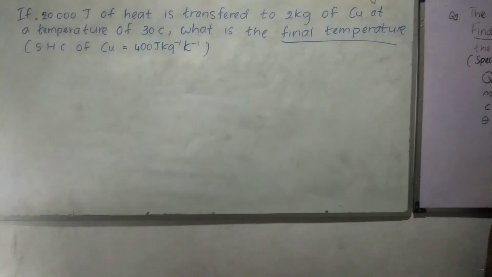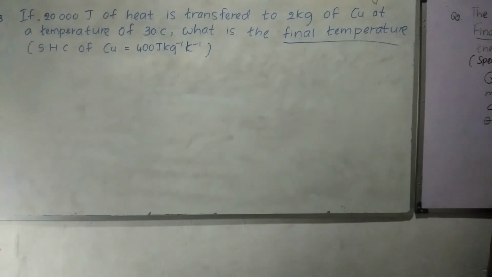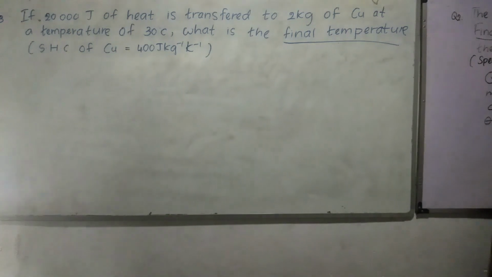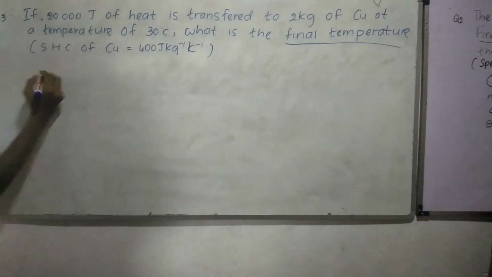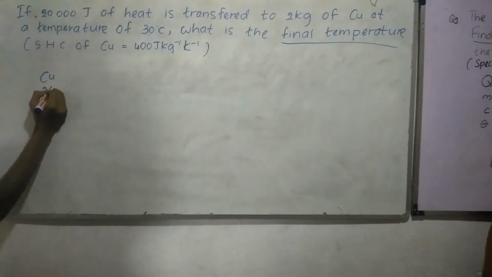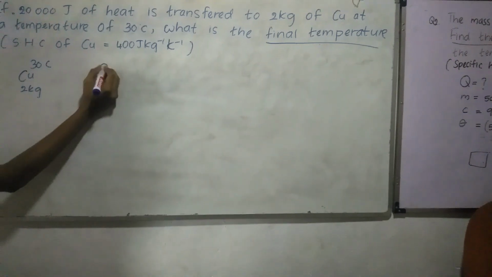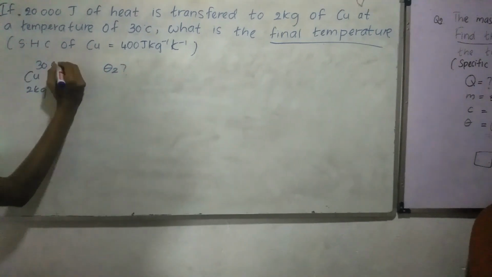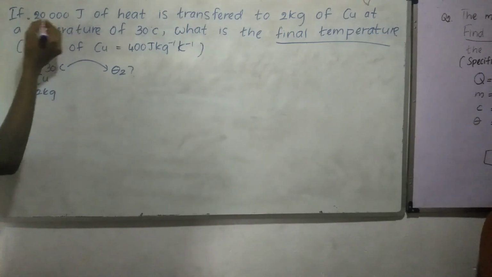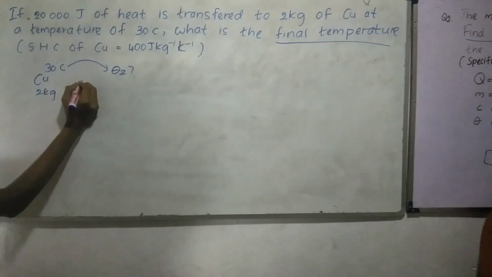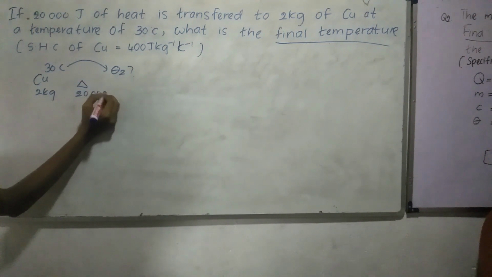Third question. If 20,000 joules of heat is transferred to 2 kilograms of copper at a temperature of 30 degrees Celsius, what is the final temperature? There is 2 kilograms of copper. Initial temperature is 30 degrees Celsius. Final temperature we don't know, so we don't know the increase in temperature also. The amount of heat supplied is 20,000 joules.